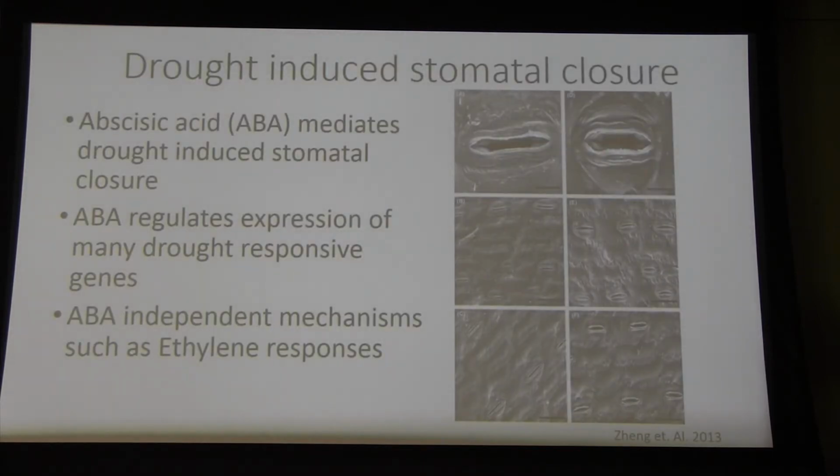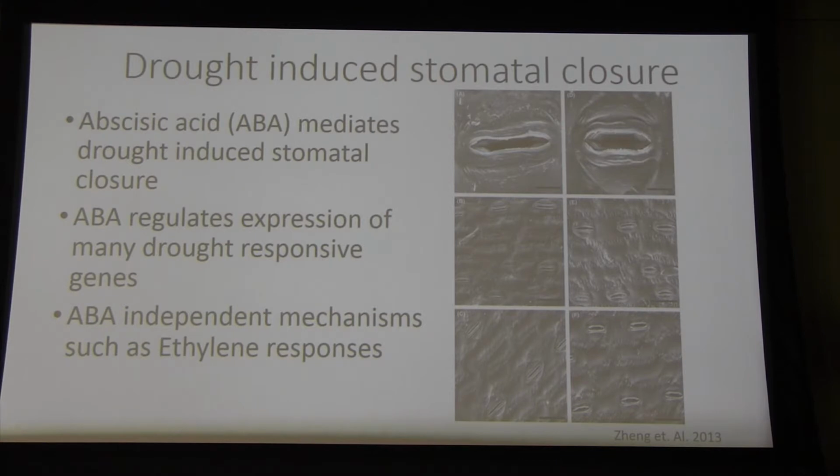And so what is this stomatal closure that I'm talking about? So stomates are pores on leaves, and plants can close them in response to water stress to limit water loss. But by closing them, they also limit photosynthesis, so it's a trade-off. And the plant hormone abscisic acid is very much involved in mediating this response.